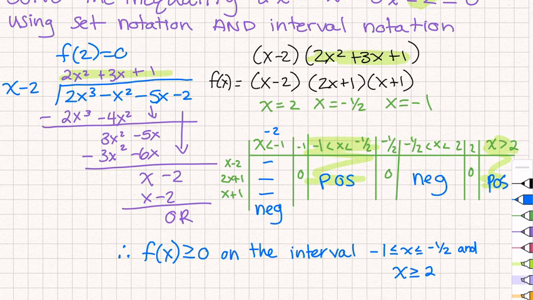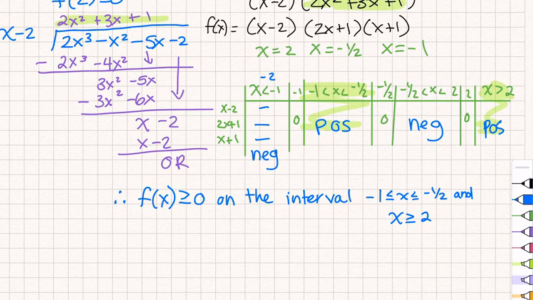Now in terms of interval notation, between -1 and -1/2, and it includes those numbers, so square brackets. And when x is greater than or equal to 2, all the way to infinity, so use a round bracket. So there you can see we've solved the question, and we know how to represent our answer using set notation as well as interval notation.